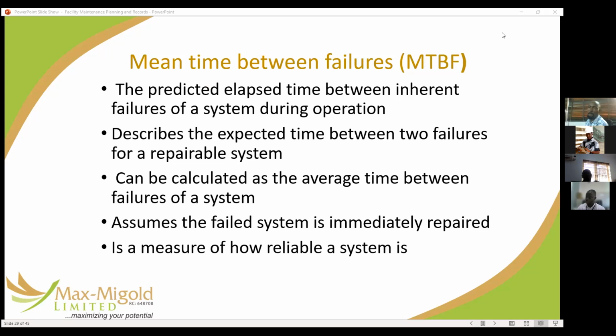MTBF is called mean time between failure. Your mean time between failure is the ratio of the number of hours of operation of that equipment or that asset divided by the number of breakdowns. I come again: your mean time between failure, MTBF, is the ratio of the number of hours of operation of a particular equipment divided by the number of breakdowns of that equipment.